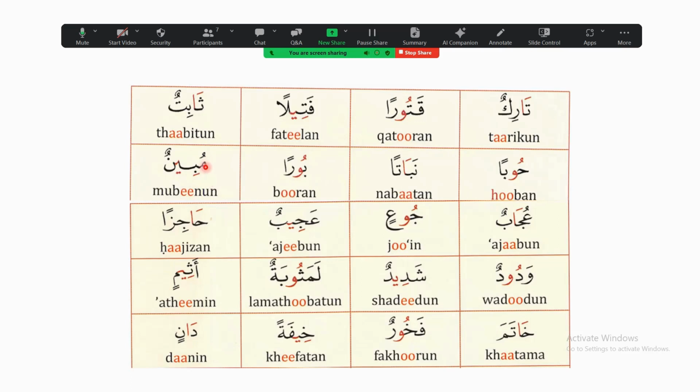Mubinun, bi is for two counts. Why? Because of ya madda, which says ya with a sakin, and on the previous letter there is supposed to be a kasra, which is here below the ba letter. So we say mubinun, binun, right?